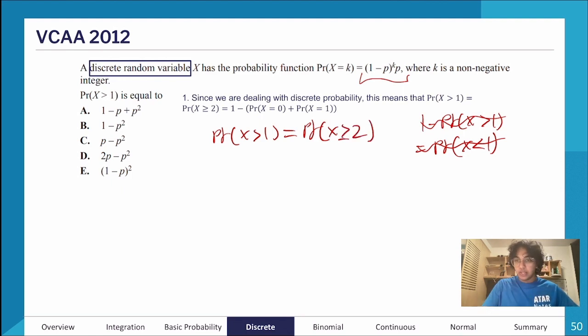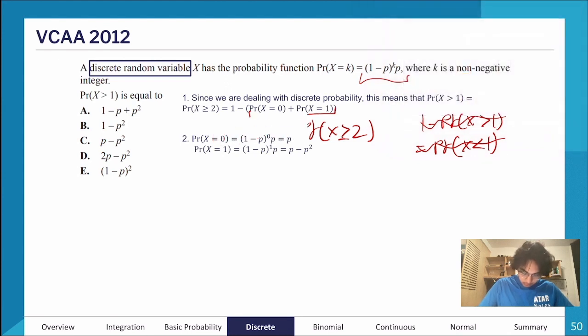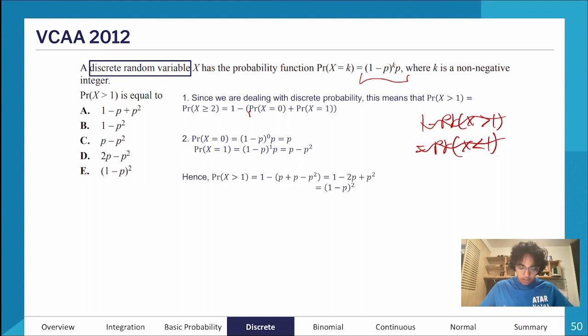If X is greater than or equal to 2, it's every value in that set except X equal to 0 and X equal to 1, which is why I subtract that here from 1. Everything but that, so 1 minus that. So I substitute in k equal to 0 and k equal to 1. After doing that, I can sub everything in and work it out from there. So my answer here would be E.